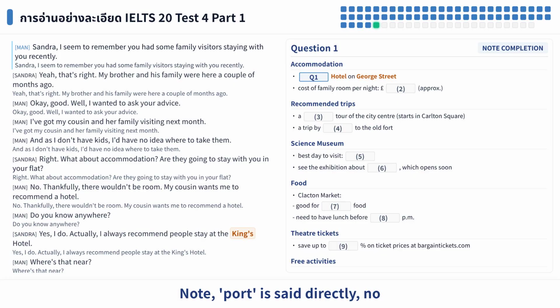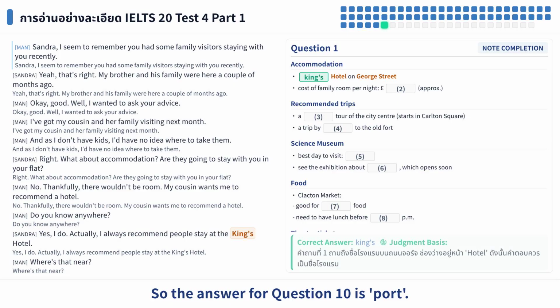Note, port is said directly. No interference, just write it down. So the answer for question 10 is port.